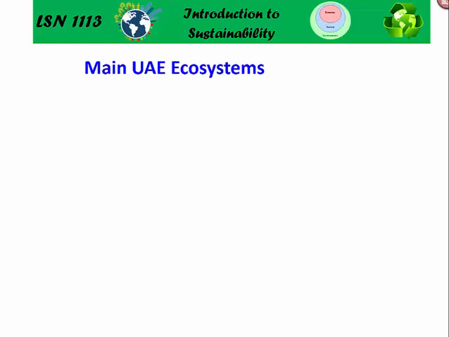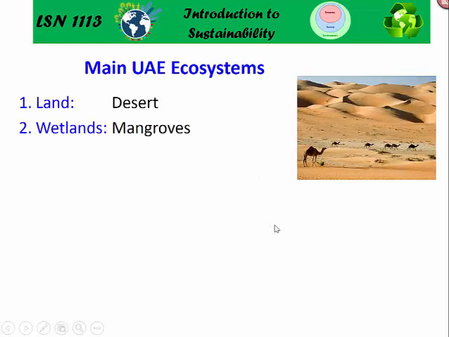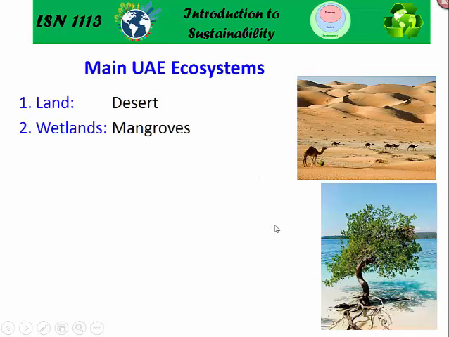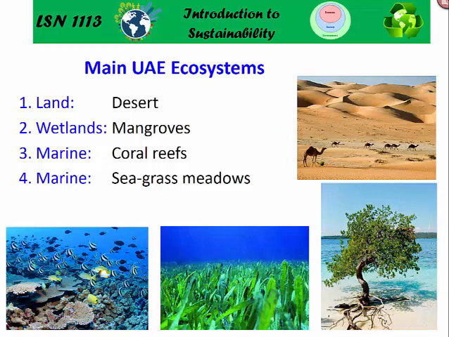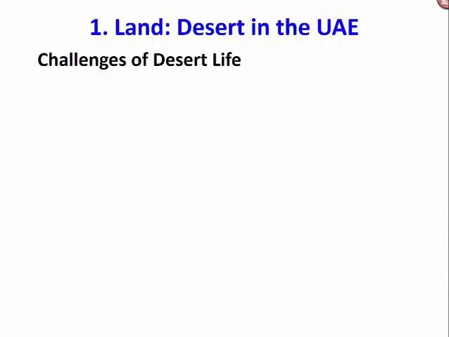In this video, we're going to look at the UAE Ecosystems for LSN1113, Introduction to Sustainability. So we're going to look at the four main ecosystems. Now the first one is the land, and most of the land here is desert. Then we will look at the wetlands, and particularly the mangroves that grow and their role. Then at the marine aspect, specifically the coral reefs, and then we will stay with the marine and look at the seagrass meadows. So let's move on to the first one, the land, the desert in the UAE.